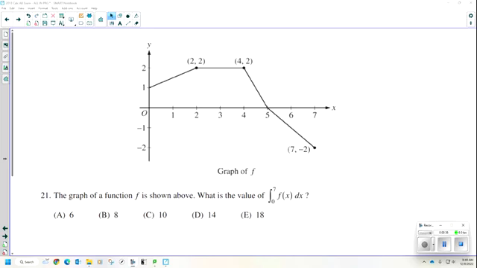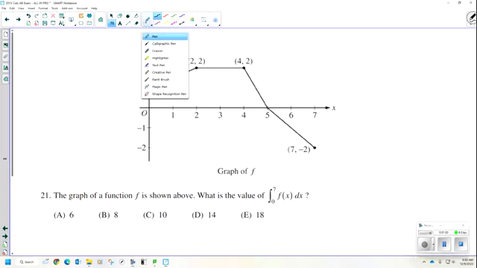The previous two videos, problems 1 through 10 and 11 through 20, were some complicated problems. But we're starting 21 with a graph, and I love me some graphs. So 21 reads, the graph of function f is shown above. What is the value of the integral from 0 to 7 of f of x dx?